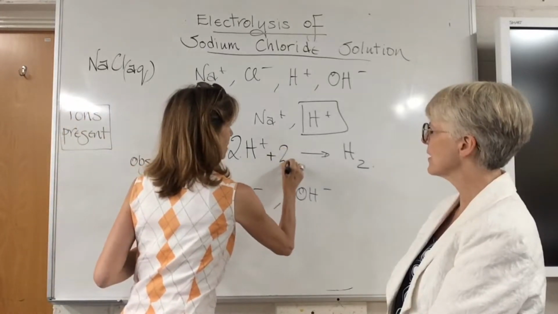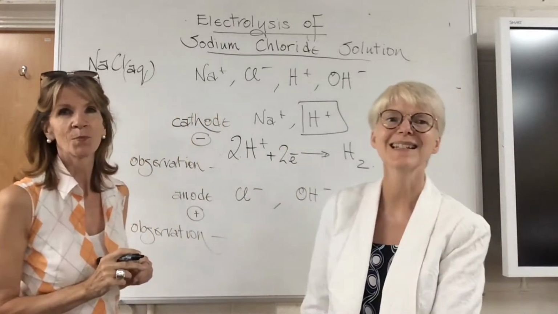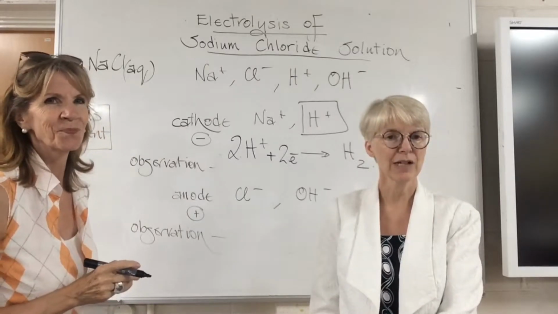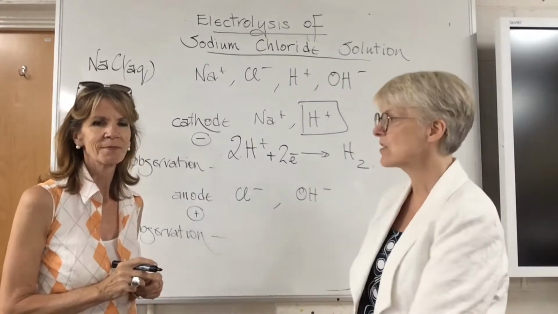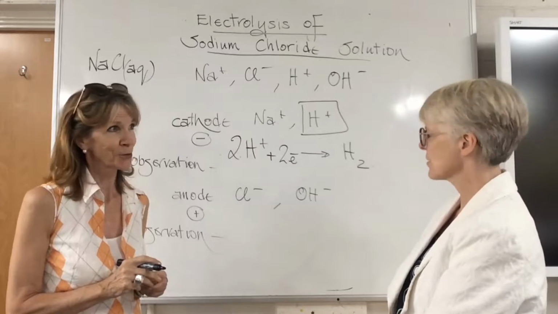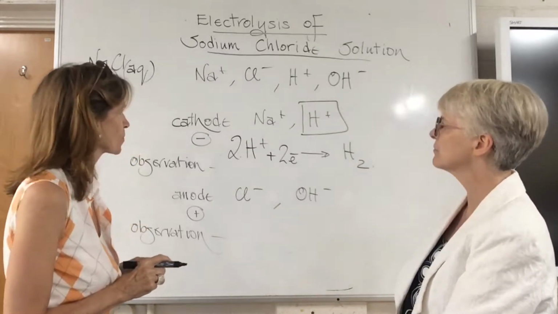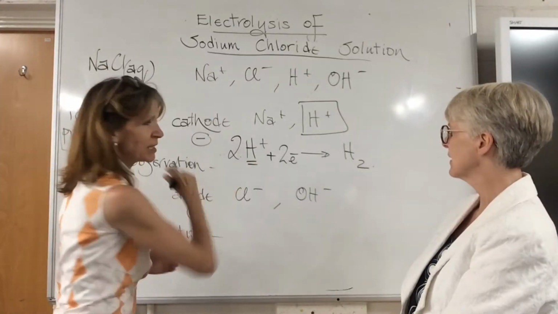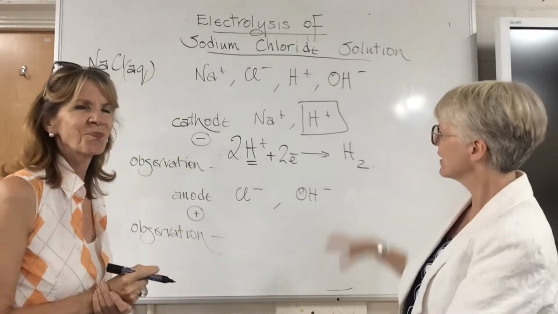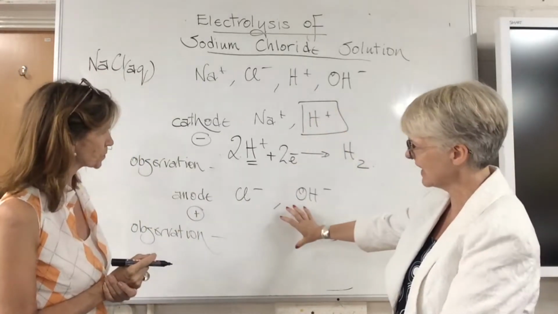Lovely. So the hydrogen ions are going to gain 2 electrons, and if you gain electrons, that is called reduction. So the hydrogen ions are reduced. That is correct. Lovely. Good. So I think that's it for the cathode for the moment. Let's look at the anode.